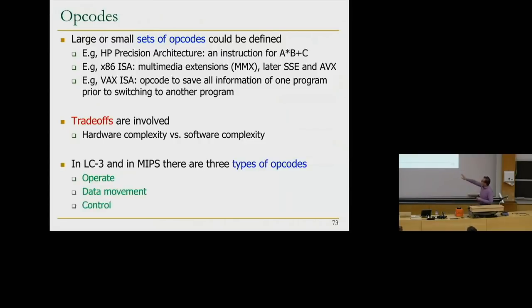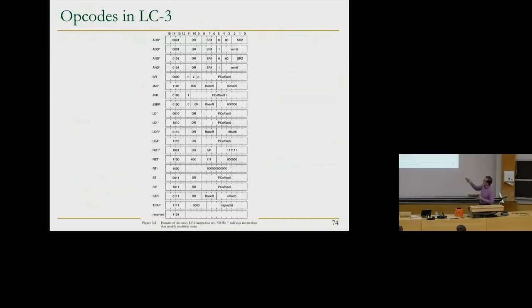Okay, so in LC3 and MIPS, there are 3 types of opcodes, as we said: operate, data movement, and control. And these are the opcodes in LC3. This is actually the full ISA in LC3. The opcodes are always in the top 4 bits, right? And you can see the different formats of the instruction. This is a full specification of the instruction encodings in LC3. I shouldn't say full ISA, because the ISA includes other stuff like memory and registers. But this tells you the instruction encodings.